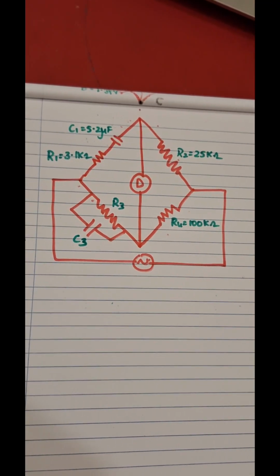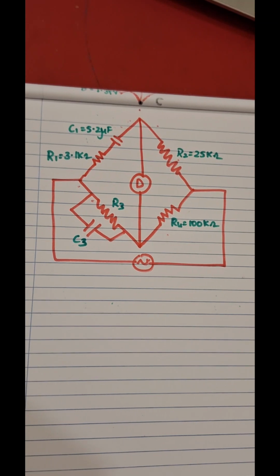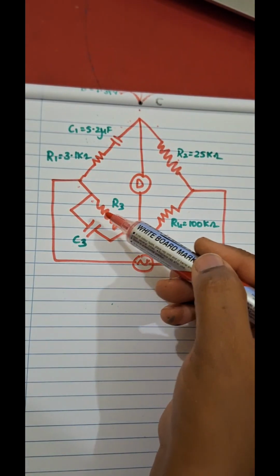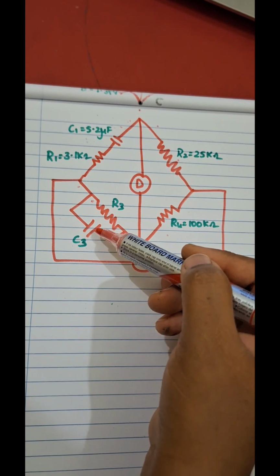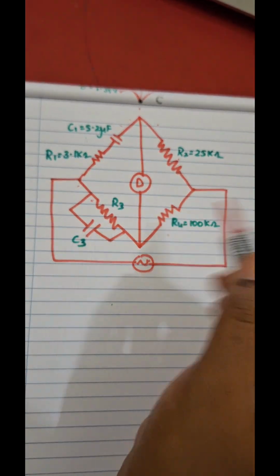Now our next problem is given in this way. So just by seeing the circuit, which bridge does this circuit belong to? Here the resistor is in series with the capacitor, and in the same way the resistor is in parallel with the capacitor. What does it mean? It means this is a Wein bridge method.